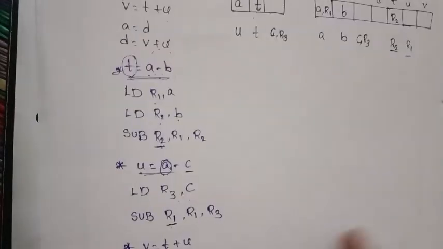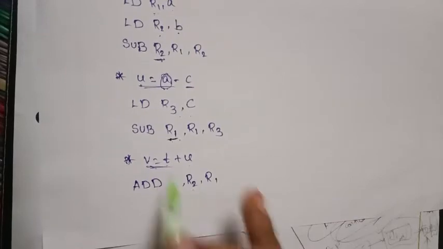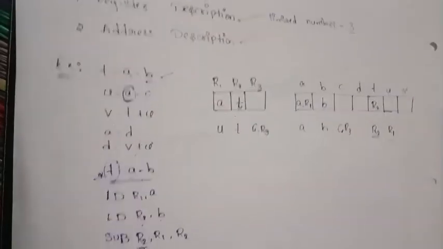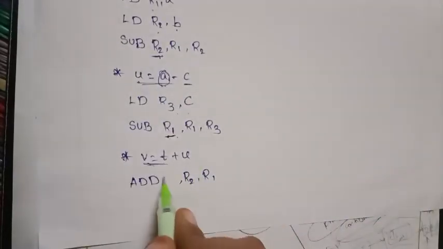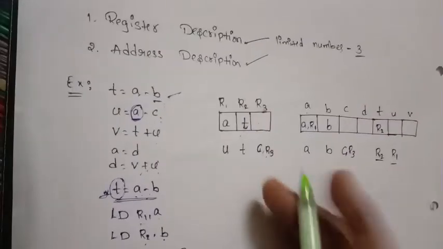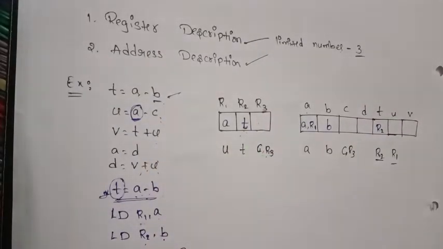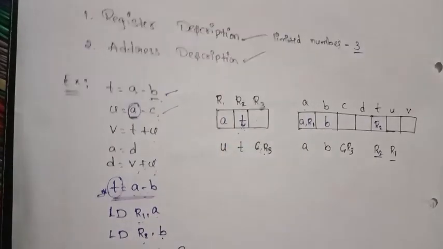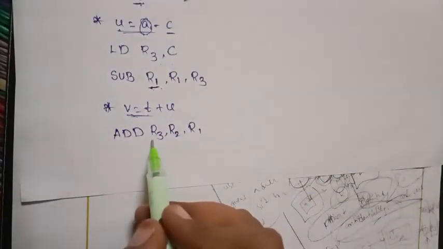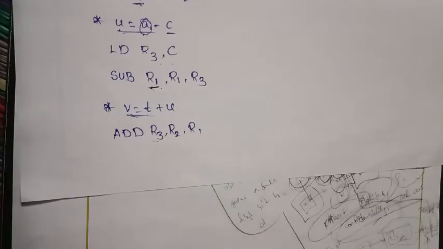Let us check again. Already R1 is filled with U, R2 is filled with T. And what's the register left? That is R3. So in place of R3, I am going to store it. Why, guys? Let us check whether in any other places you are going to use C. No, already C is completed. Now in register 3, I am going to store it.